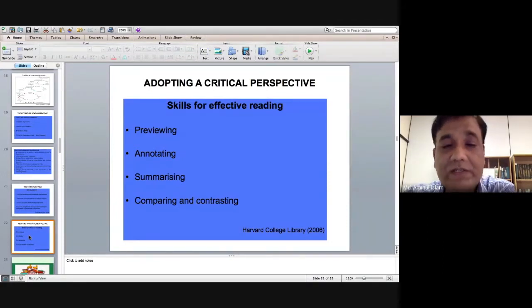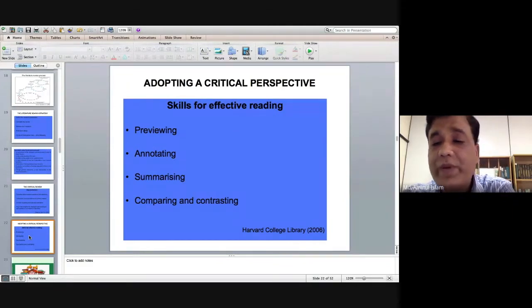It's very important. We need to have the skill to preview a paper. That's the first reading. We need to have adequate and good skill in annotating, that is basically underlining and highlighting the important aspects of a paper. Then we have to learn how to summarize a paper. And then definitely we have to learn how to compare and contrast. These 4 stages, or 4 readings of a paper, are built into the template that I'm going to propose to you.